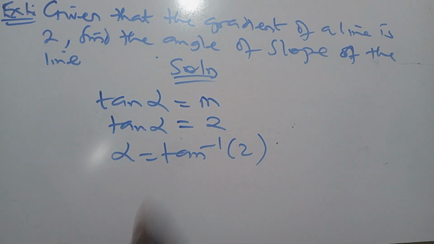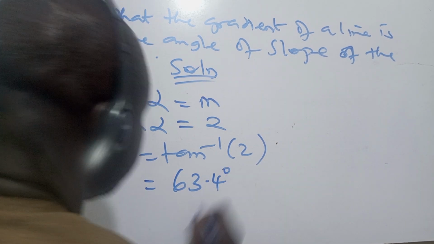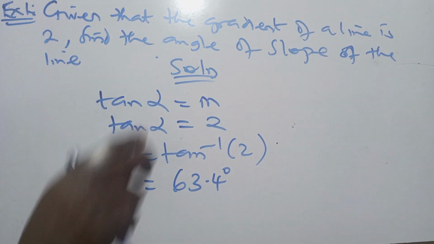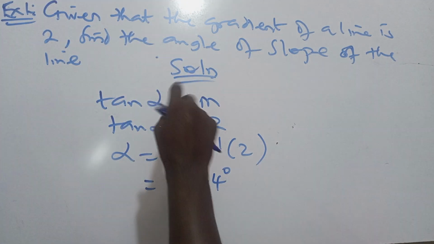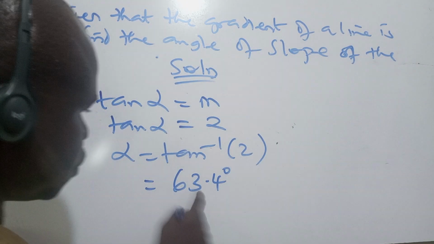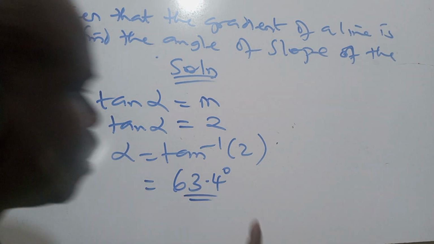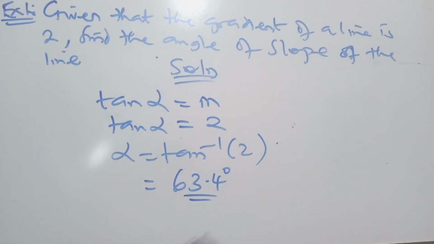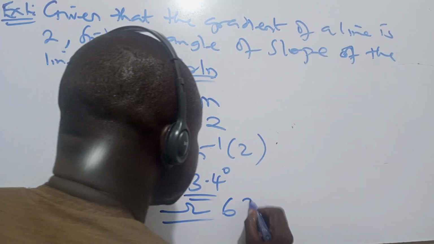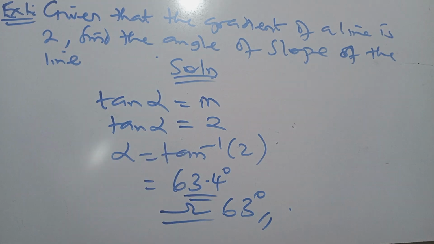So if you take the arctan of 2, we are going to get 63.4 degrees. That is, just go to your four-figure table. Once you go to your four-figure table, you go to the tangent of an angle, and you'll be able to locate this. Or probably if this is a multiple choice question, just press second function tan of 2 on your calculator. Then you are going to get this value, which is approximately 63 degrees. So the angle of slope when the gradient is 2 is 63 degrees.